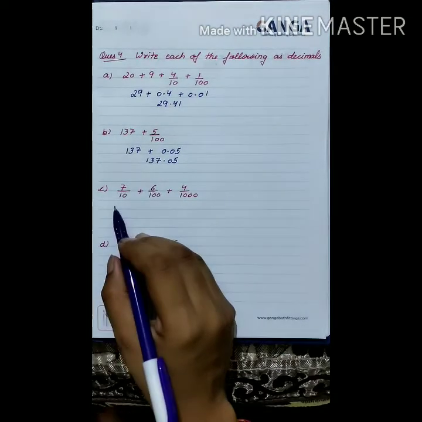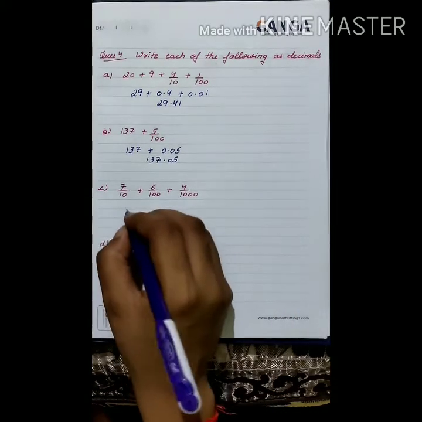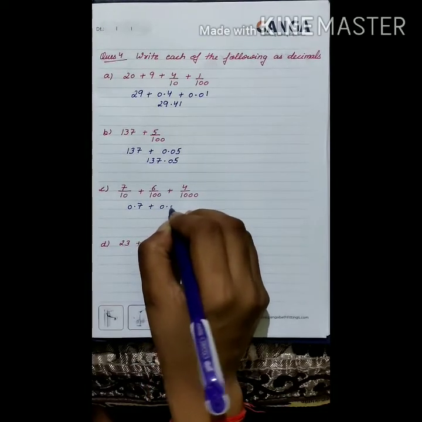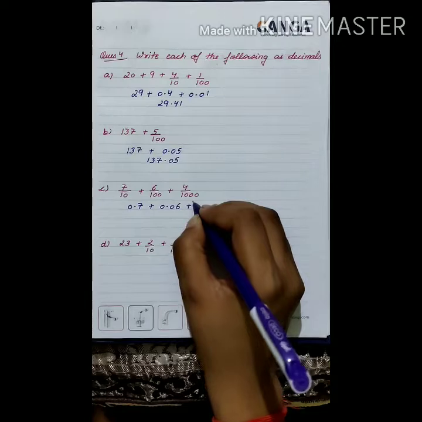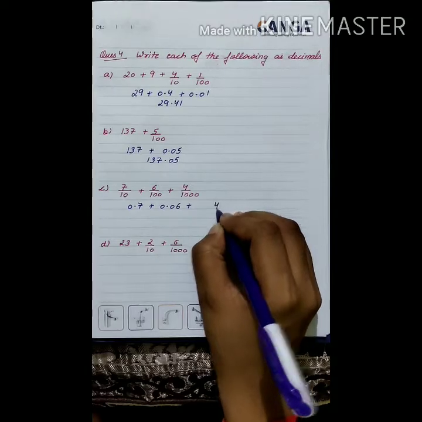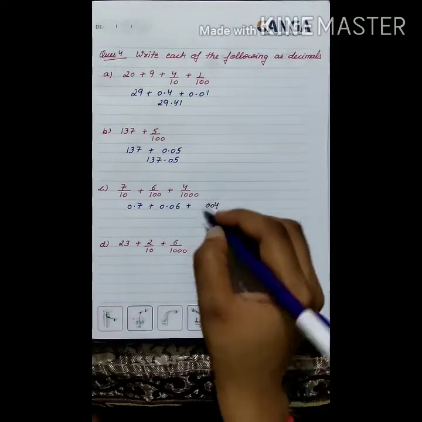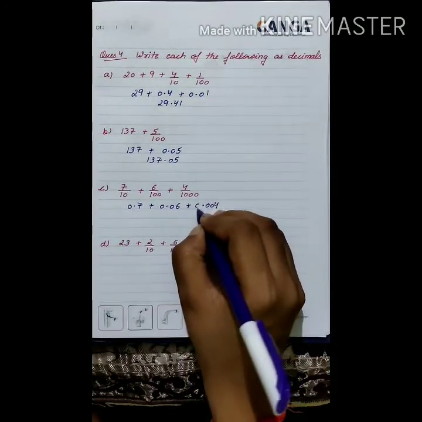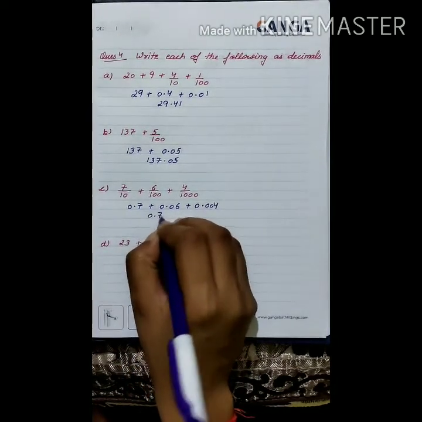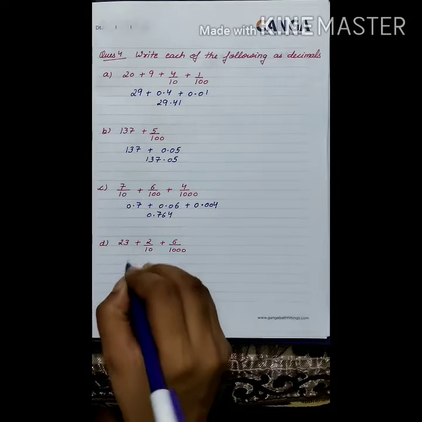137.05. C part, 7 upon 10 plus 6 upon 100 plus 4 upon 1000. 7 upon 10 is equal to 0.7, plus 6 upon 100 is equal to 0.06, plus 4 upon 1000. Here we have only one digit in the numerator and 3 zeros in the denominator. So firstly we will write 4. Now form 3 digits by adding 0 before the 4. Now we put the decimal here and now we write 0 here. Here we don't have any whole part, so we write here 0.764.